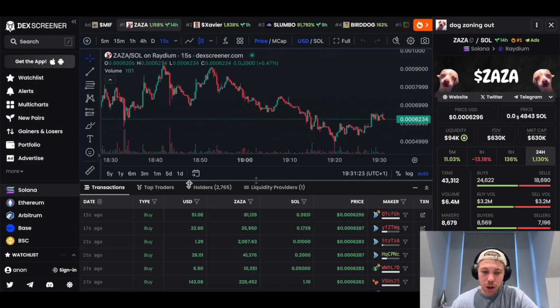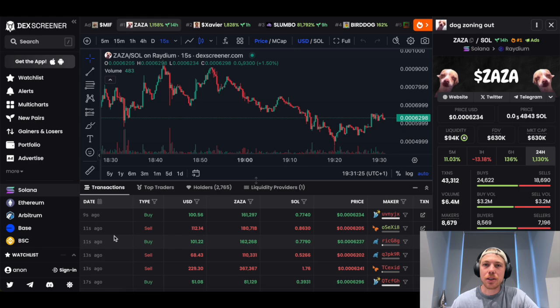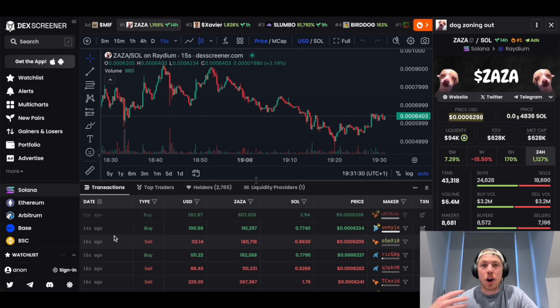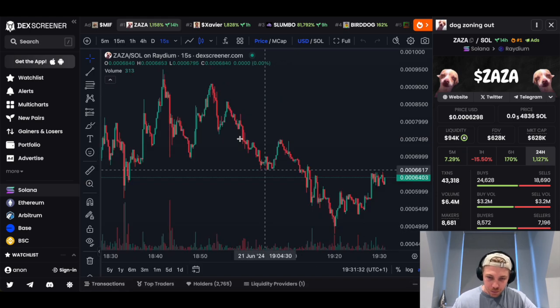But as you can see, we've got a lot of transactions in the last 20 seconds alone. So that shows me, okay, high amount of liquidity, high amount of traders, and high amount of volume. If I remove that, let's look at the chart.